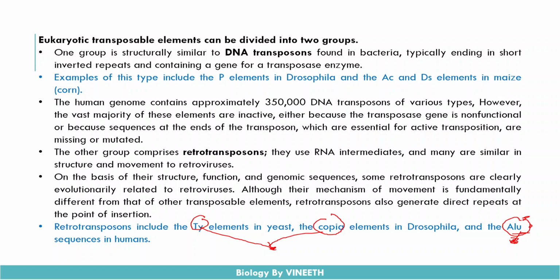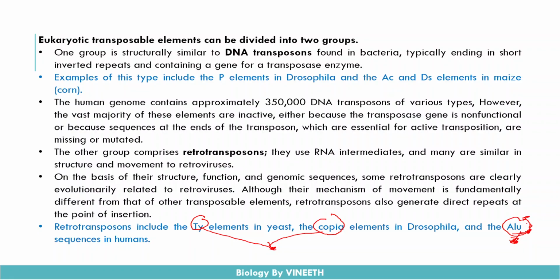They actually don't produce transposase enzyme. They are completely dependent on the long interspersed nuclear element sequences. LINEs produce the transposase enzyme and the reverse transcriptase enzyme, and this reverse transcriptase enzyme will activate the Alu elements inside the nuclear genome.